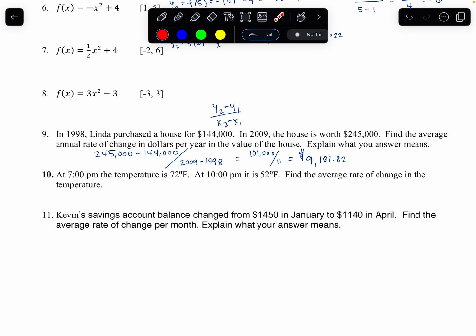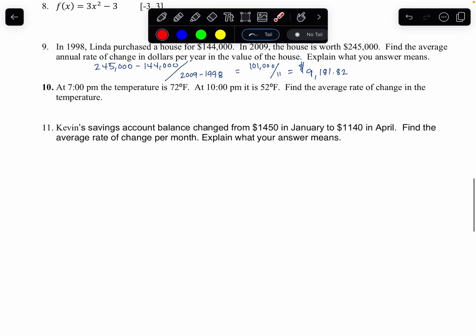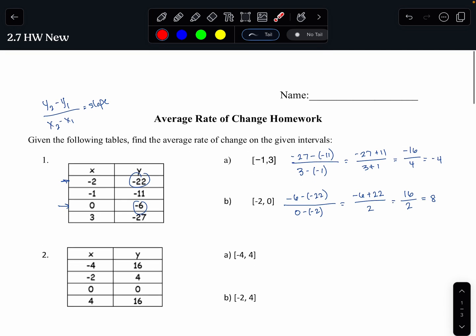It looks like we're going to do from January to April, so time is going to be 4 months. Or wait, would you just count that as 3 months? So January, February, March, April. 3 months, yeah. And then that's how much money was in the savings account in April. This is how much it was in January. Okay. All right, so hopefully that helps you out for this homework assignment.